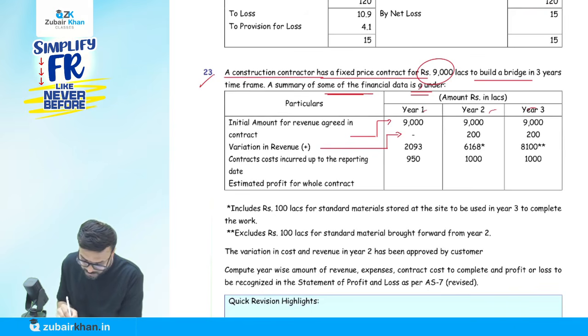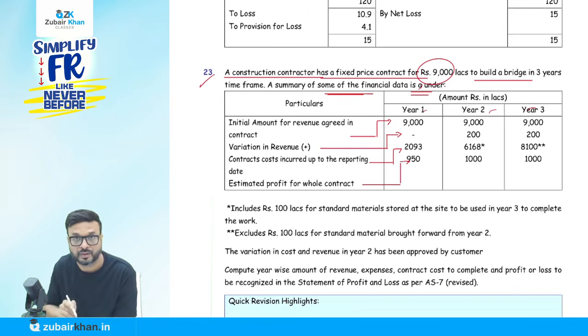This is for the variation. Okay. Sorry. Third and okay. You can do the correction there. Okay. So initial amount for revenue in contract is how much? 9,000. Is there any variation that year? No variation in first year.